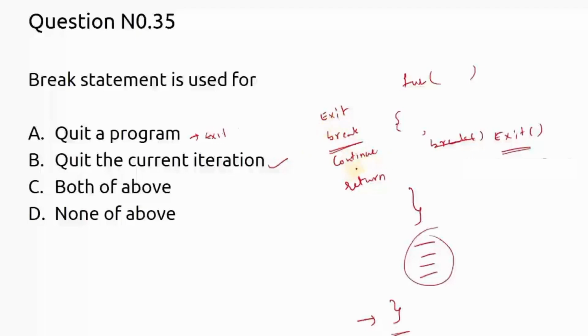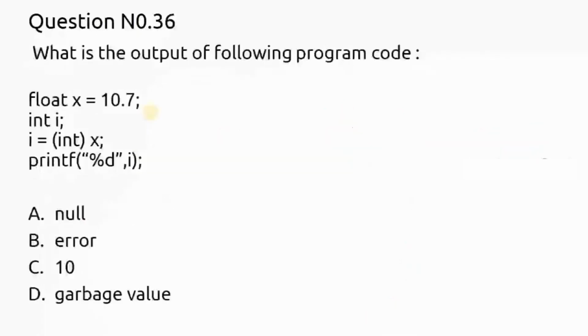Continue means, as I explained in the previous lectures, it skips the remaining lines of code in the particular block, and the iteration continues. Return means it returns to the function, whatever it may be. So for our question, the answer is simply to quit the current iteration. So the answer is B.